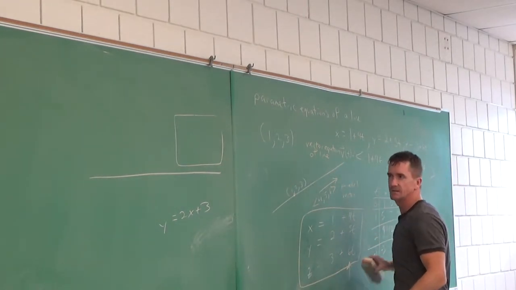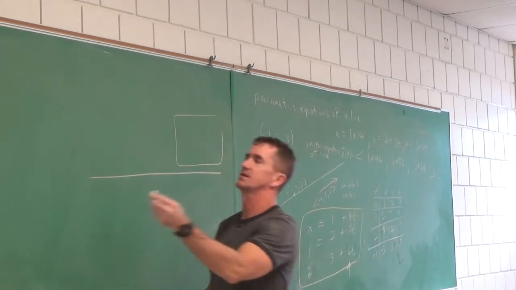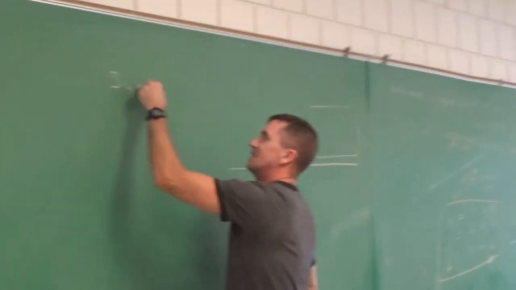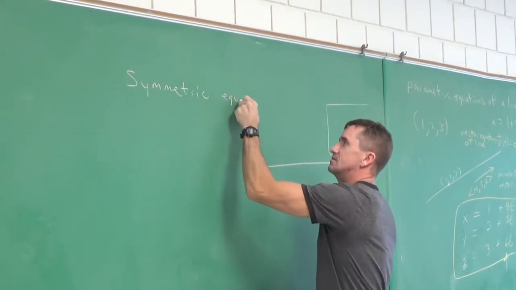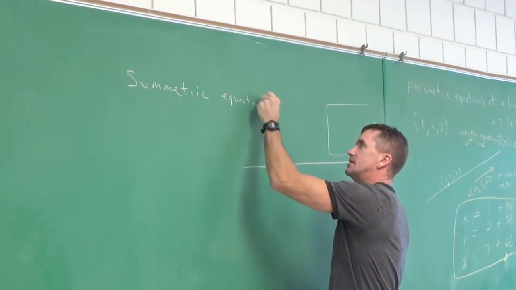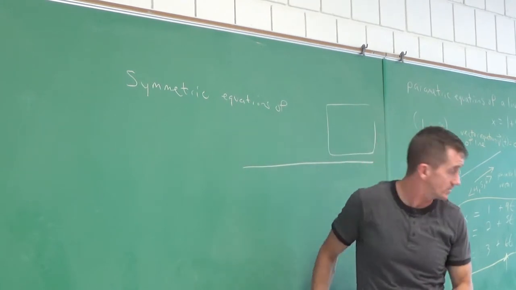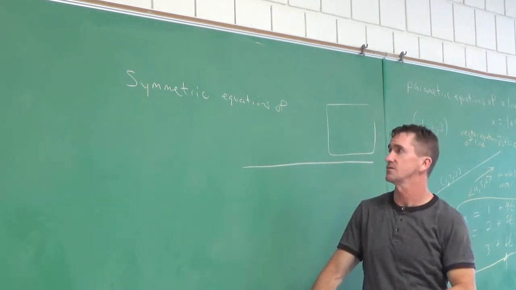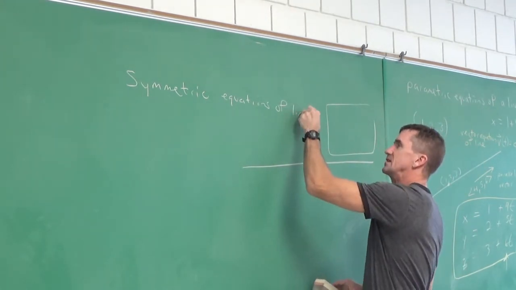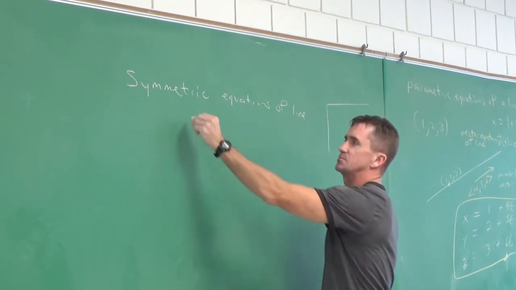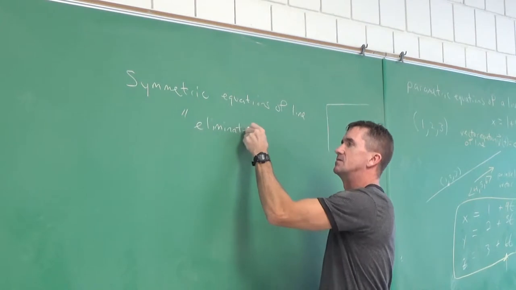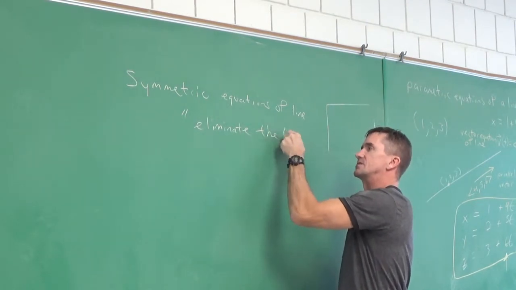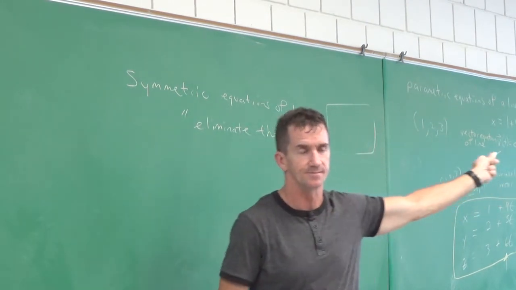Everyone, you ready? They call these the symmetric equations of the line. I just don't know how much you're going to like this. 99% of the problems we're going to do are in vector form or in just that parametric form. What would be the symmetric equations of the line? Let me put this in quotations. This means we're going to eliminate what variable? The t. We're just going to get the t out of that thing.